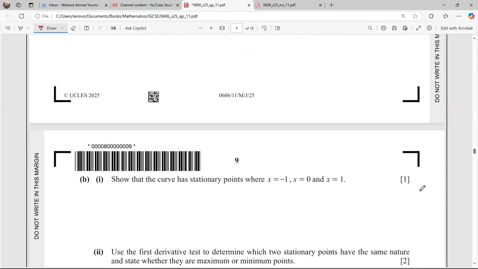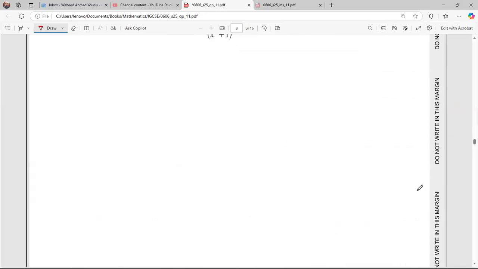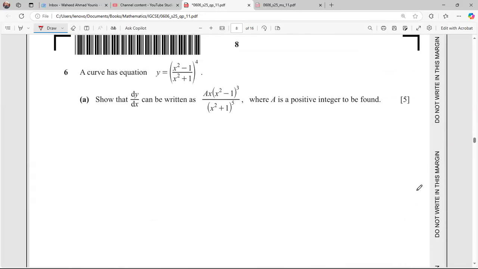Okay, this is a bit challenging. So what do we have to do? We have to find the derivative of this thing. y equals (x square minus 1 over x square plus 1) to the power 4. So dy by dx is going to be 4 times (x square minus 1 over x square plus 1) to the power 3, and the derivative of this thing.